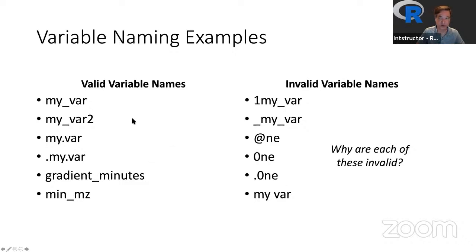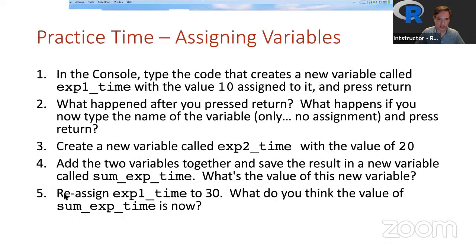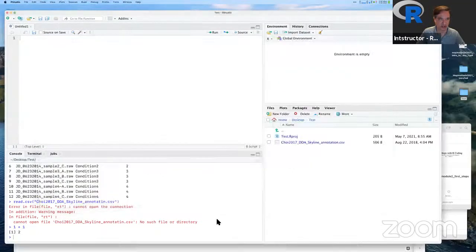In regard to variable names that are meaningful, these ones really aren't all that meaningful. MyVar in different forms isn't all that useful, but gradient minutes, that's actually a good variable name. It tells us, maybe we're using an LCMS system and we want to store the value of the gradient time. And so that's a useful variable name. The minimum m/z of a mass spectra or something. So these are useful variable names that you can use. Okay, we're going to get into some practice time here, but let me show you some examples of making some variables.